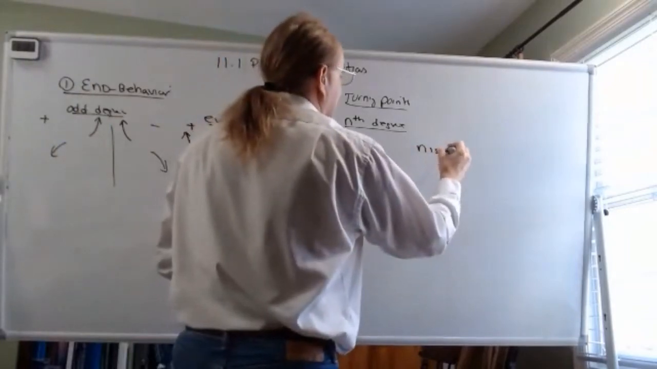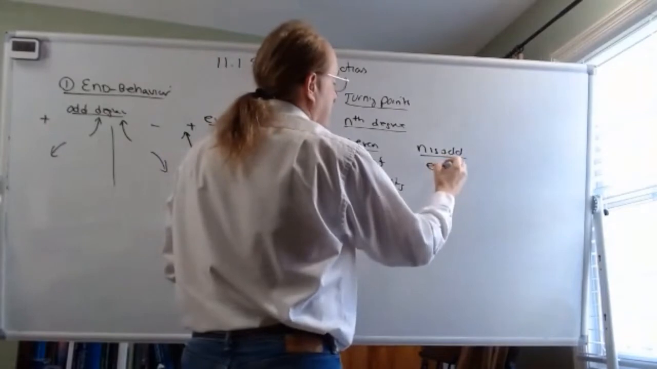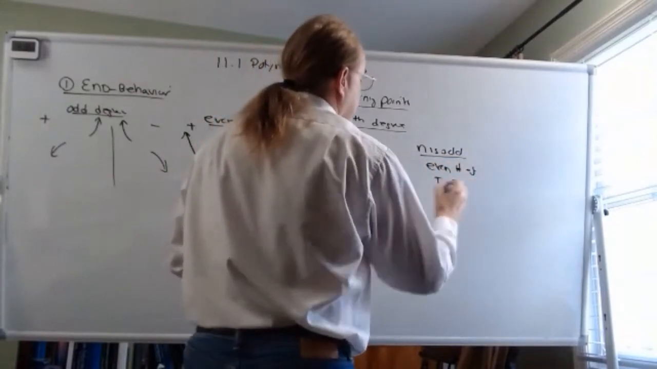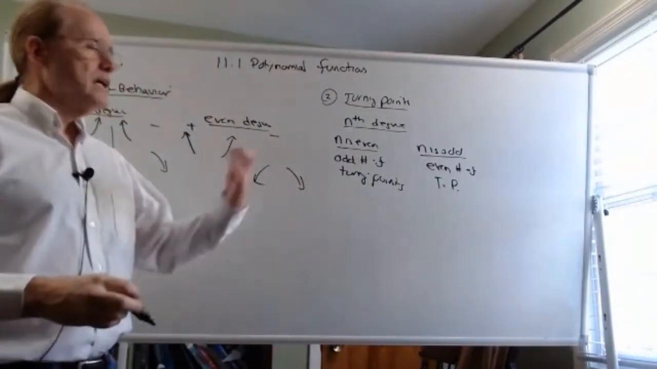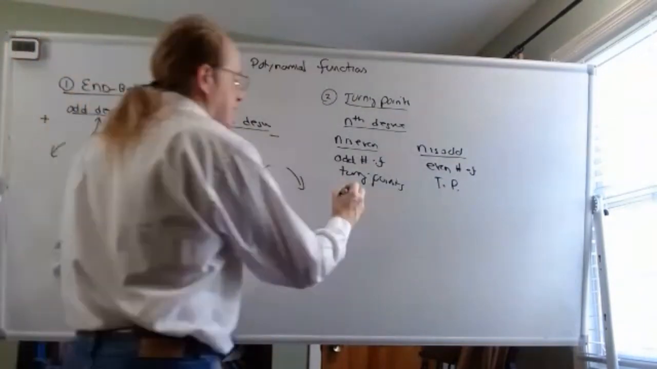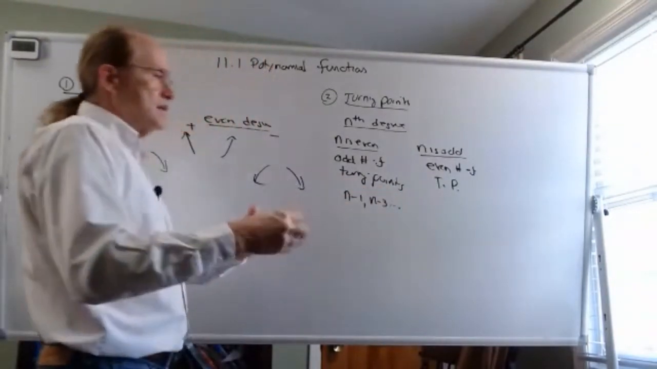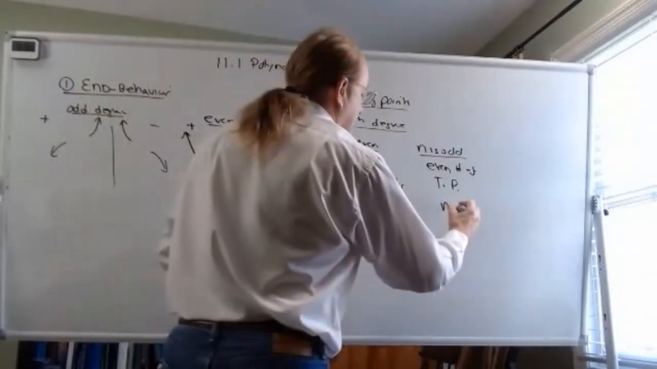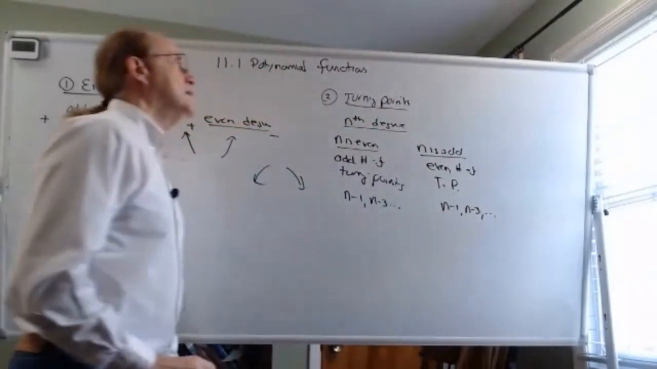Now, if n is odd, you have an even number of turning points, where they're less than n minus 1, n minus 3, etc. And it's the same thing over here. It's like n minus 1, n minus 3, etc., until as many as you go down to 1 or 0. And this again is n minus 1, n minus 3, etc.